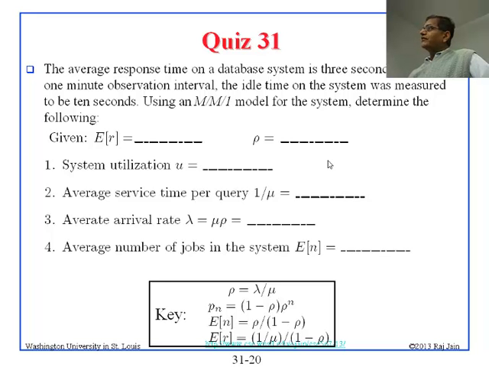What is the arrival rate? What is the service rate? And then average number in the system. So that number. Please do it.